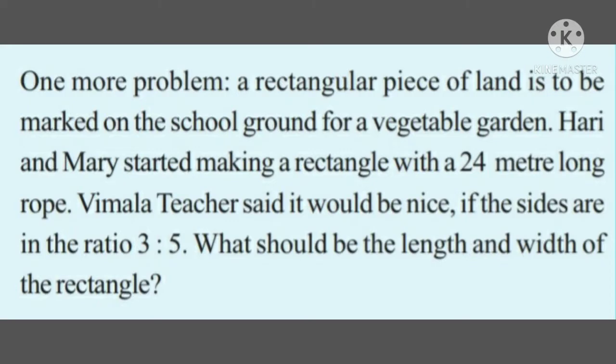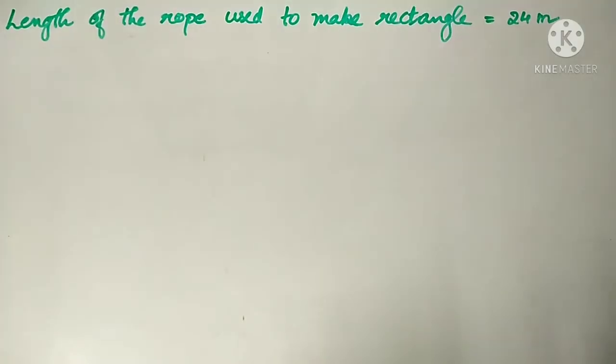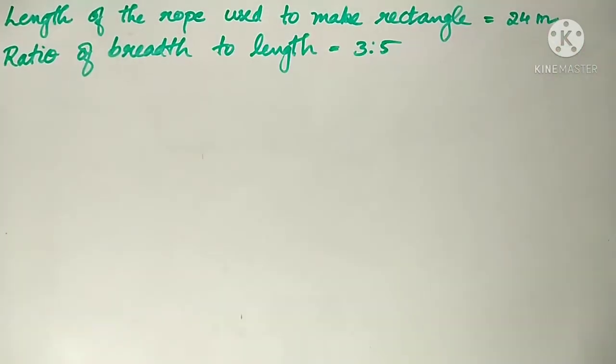Next question. A rectangular piece of land is to be marked on the school ground for a vegetable garden. Hari and Mary started making a rectangle with a 24-meter long rope. Vimala teacher said it should be nice if the sides are in the ratio 3 is to 5. What should be the length and width of the rectangle? According to the question, length of the rope used to make a rectangle is 24 meter, and the ratio of breadth to length is 3 is to 5. So we have to find what is length and what is breadth.